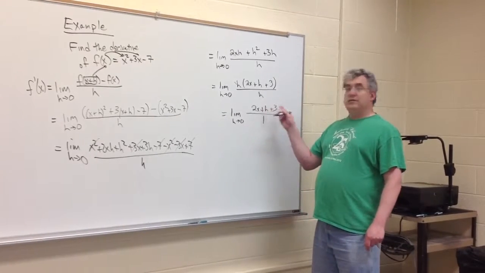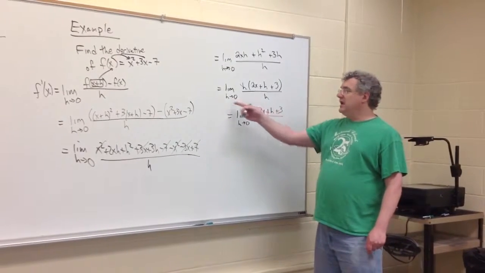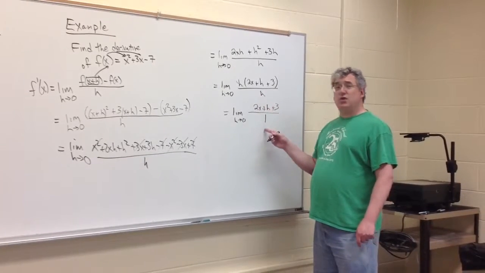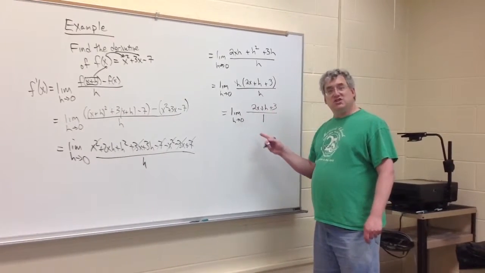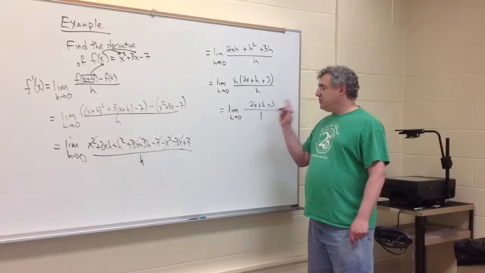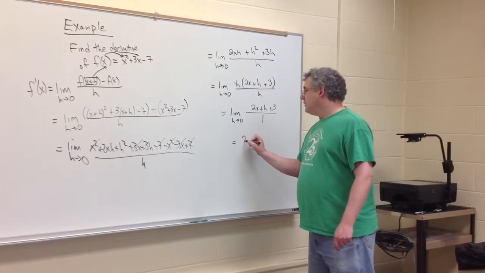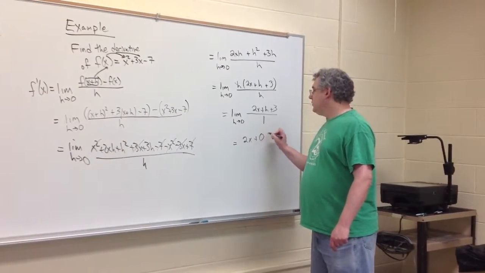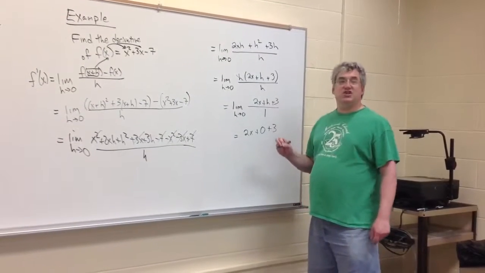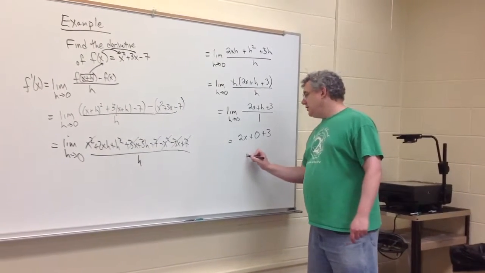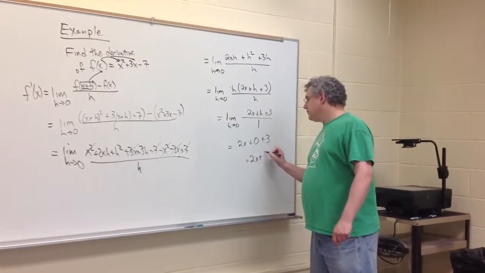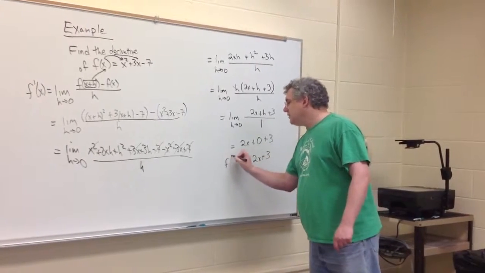Now, all of that was important because when h goes to 0, we had a 0 on the bottom, but we don't anymore. In terms of h, this is continuous, which means we can just plug 0 in. 2x + 0 + 3. Notice I'm plugging it in for h. I don't know what x is, but I don't need to, because that is the answer.